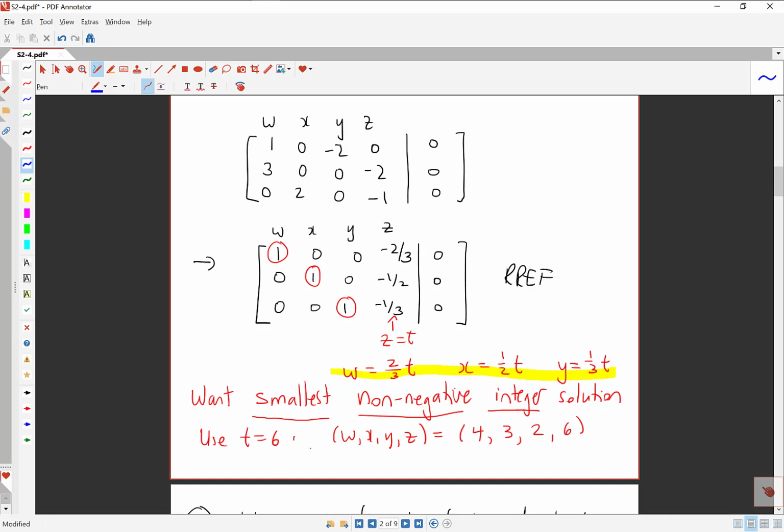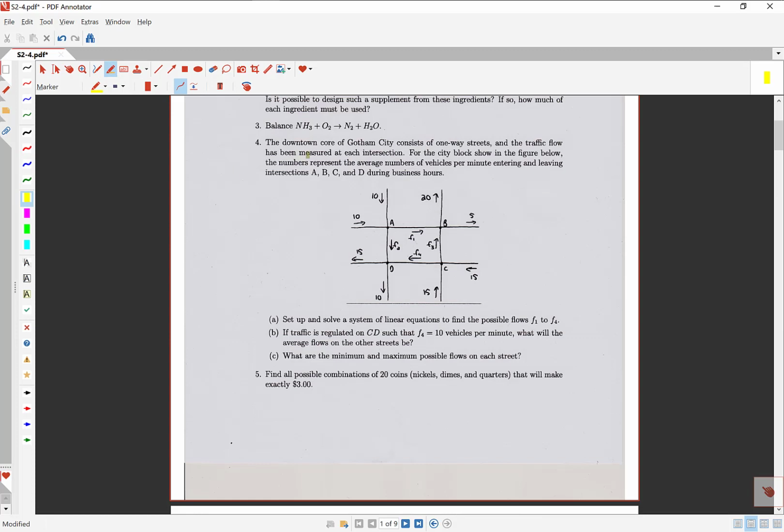So I'll just write the answer right down at the bottom here. These are the coefficients for the different molecules in the reaction. So it's 4 ammonia plus 3 O2 gives 2 dinitrogen plus 6 H2O. And there we have a balanced equation. So let's take a look at question 4.